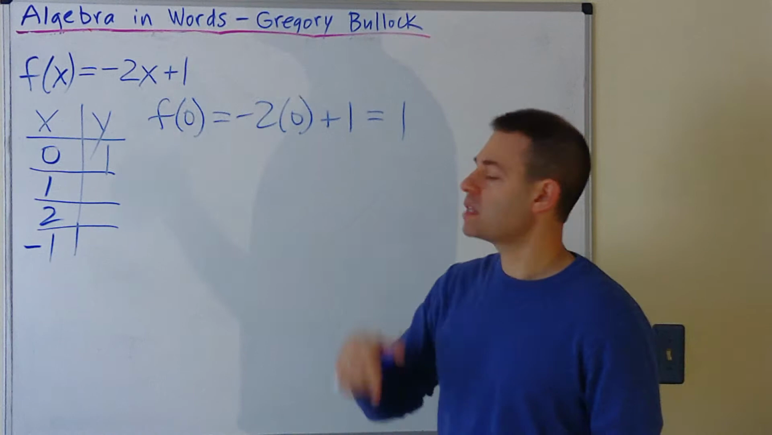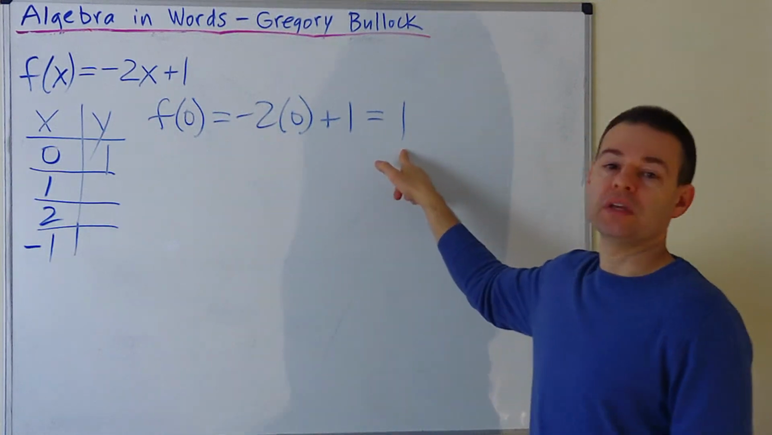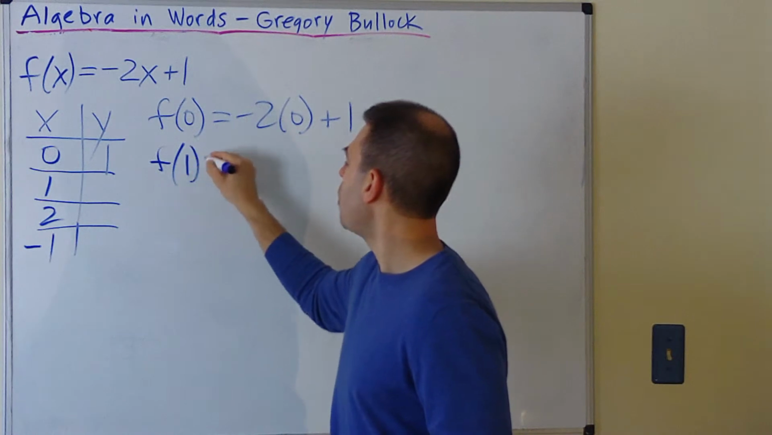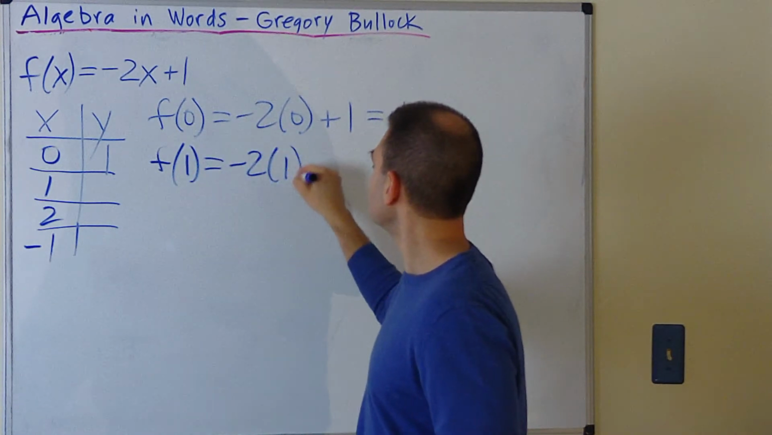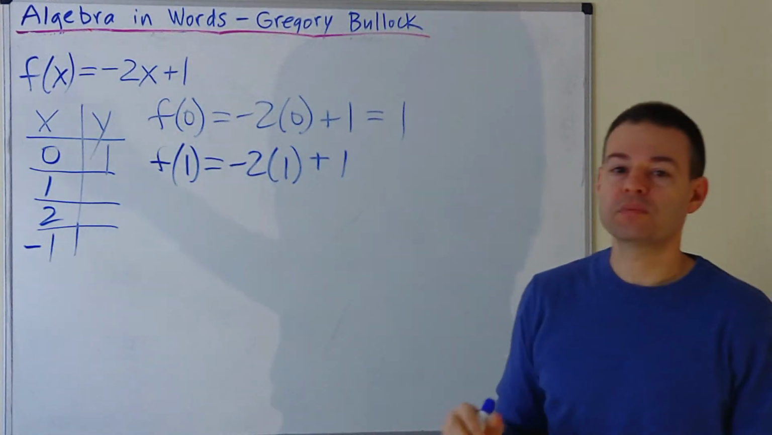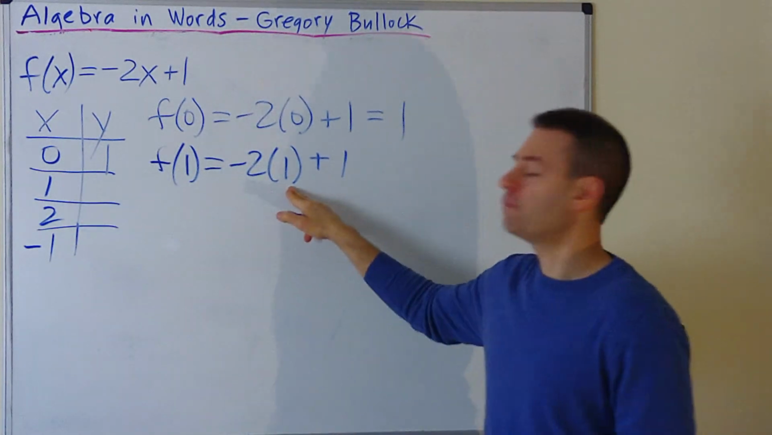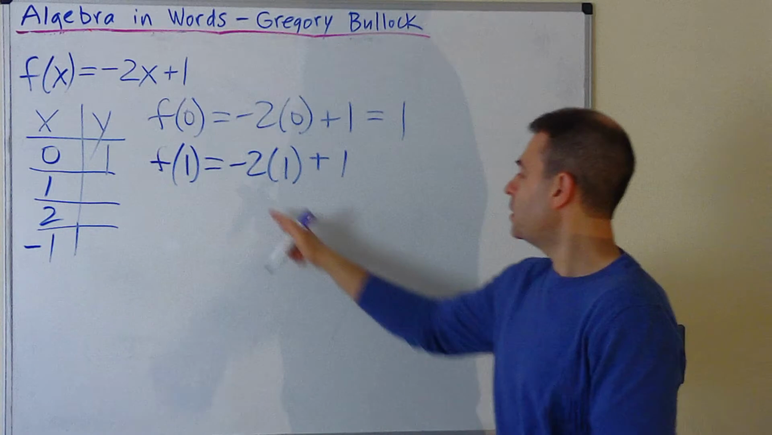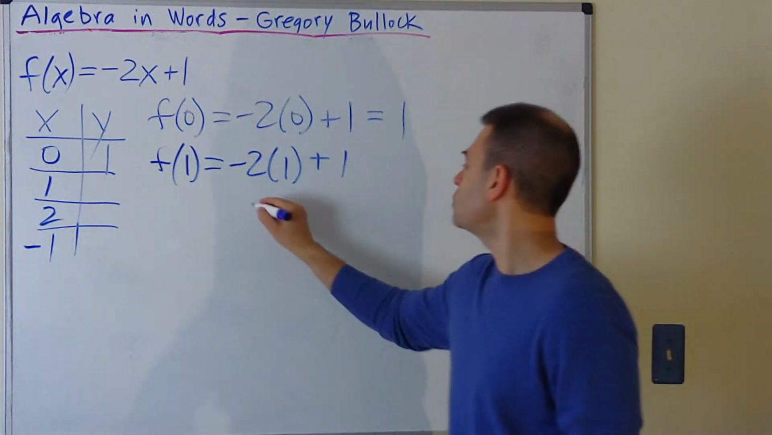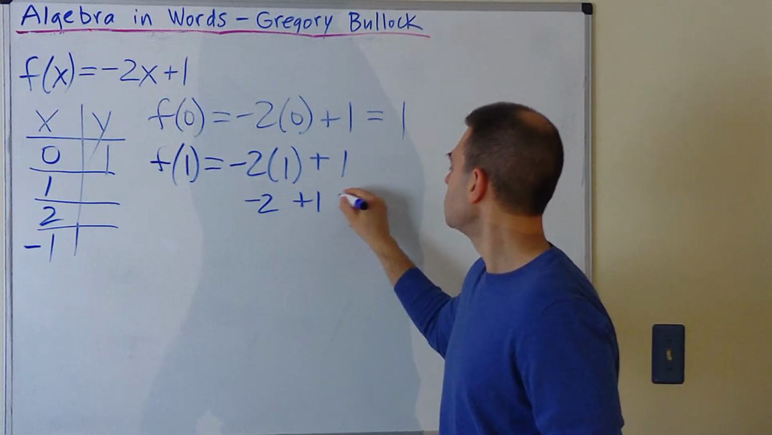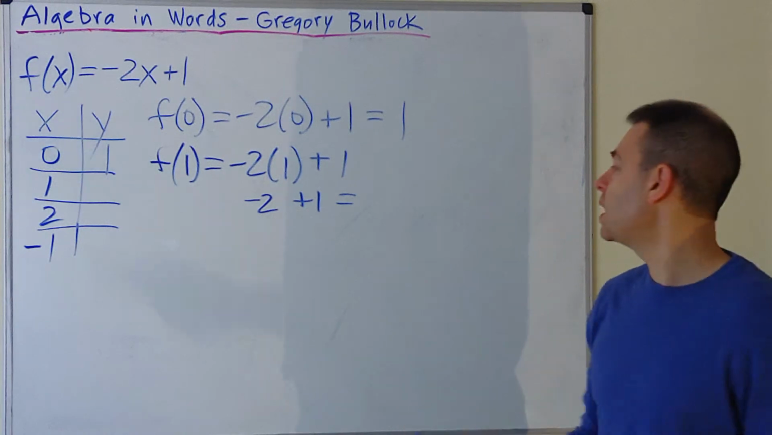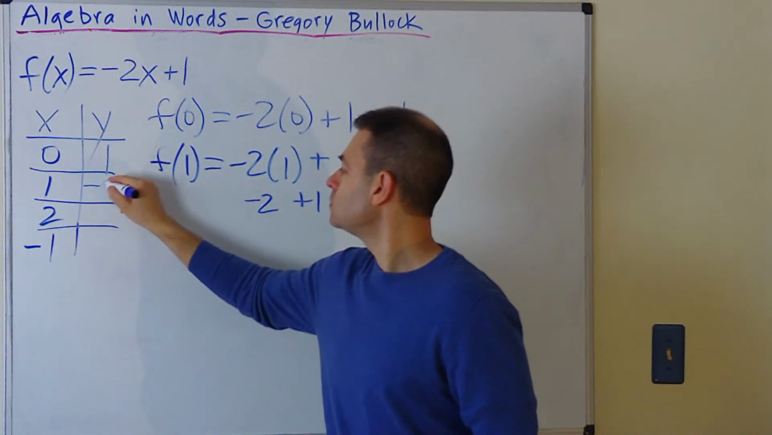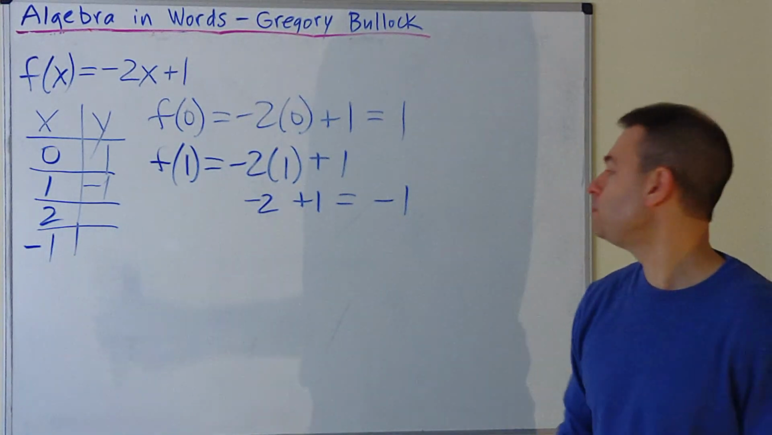And so what does that mean? f of 0 is 1. Okay, then let's do the next one, f of 1, where I substituted 1 in for x, and I also put the 1 in for x there. Okay, so negative 2 times 1 is negative 2. Negative 2 plus 1 equals negative 1. And I put that in the chart.